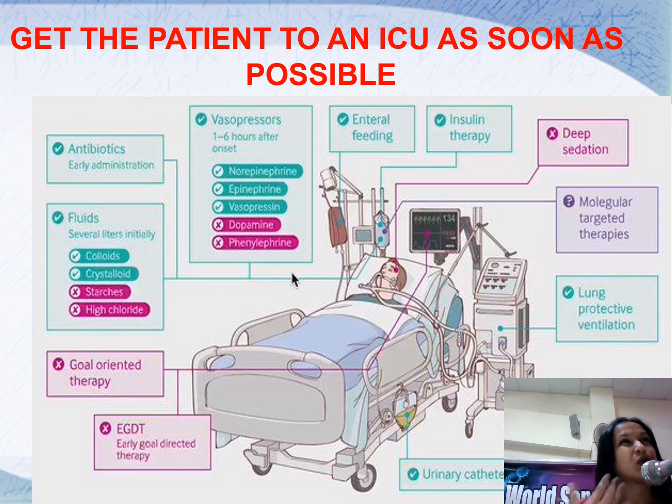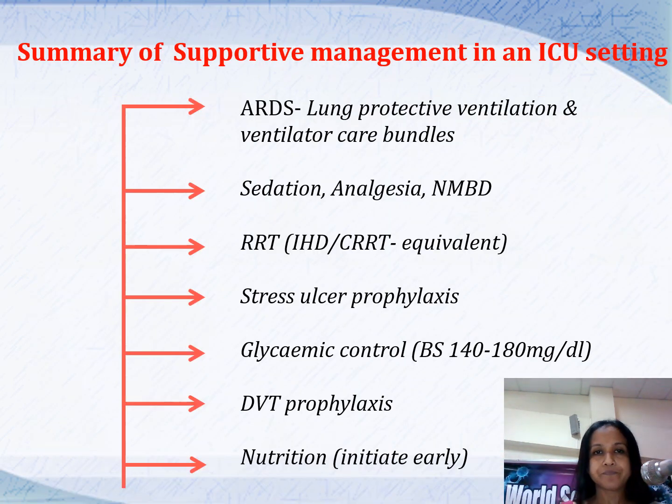And if the patient goes into ARDS and we have to ventilate, we do lung-protective ventilation. Again, the maintenance bundle: we manage ARDS. This is all in the ICU until the ward setup. We sedate them if they are intubated. We give them analgesia. We might use muscle relaxants. And if they go into acute kidney injury which warrants renal replacement therapy, we do intermittent hemodialysis or continuous renal replacement therapy depending on the patient's clinical stability.